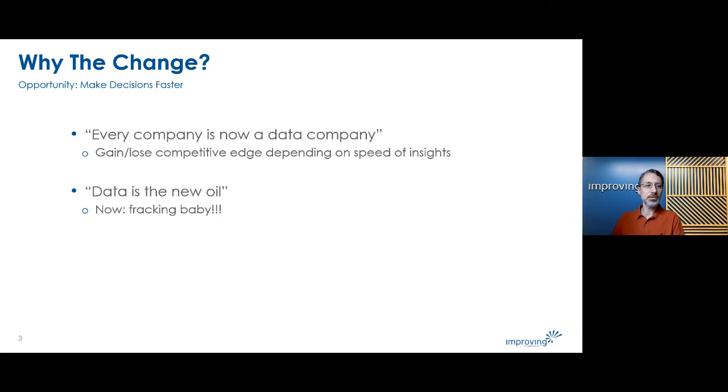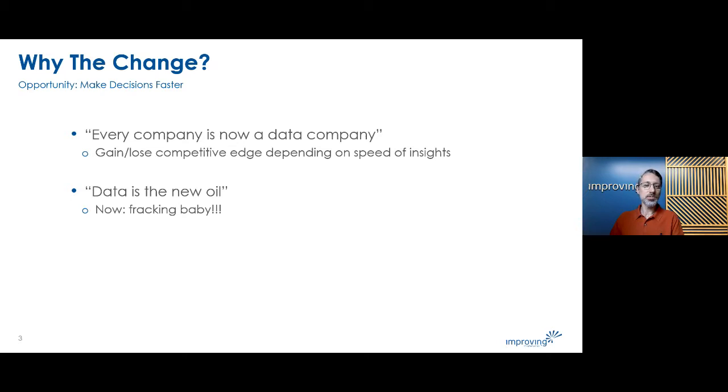So let's talk about why this change is occurring. Why are so many organizations modernizing or thinking about modernizing? You may have heard some of these quotes before. I chased down the original quotes, and 20 years ago, someone said every company is a software company. 6 years ago, someone said it's now true that every company is a data company. And companies are realizing that they can gain a competitive edge depending on how quickly they can get to their insights in order to drive decisions.